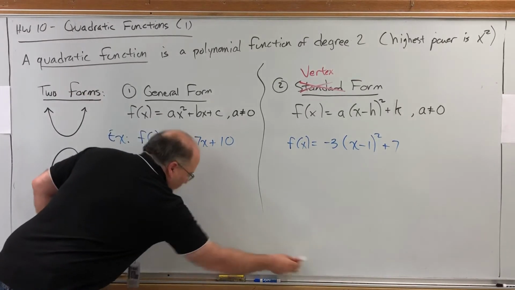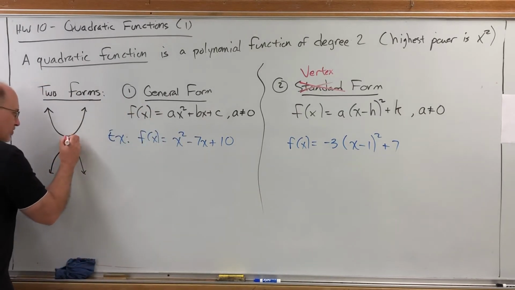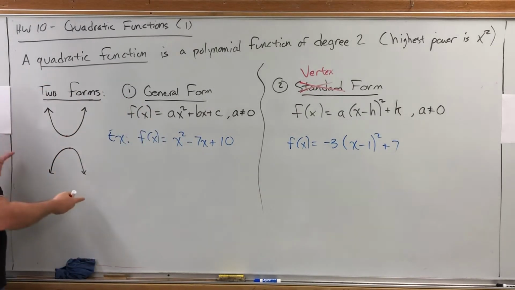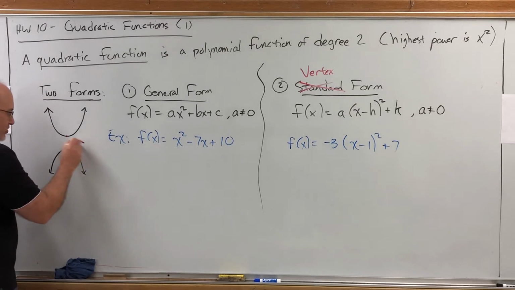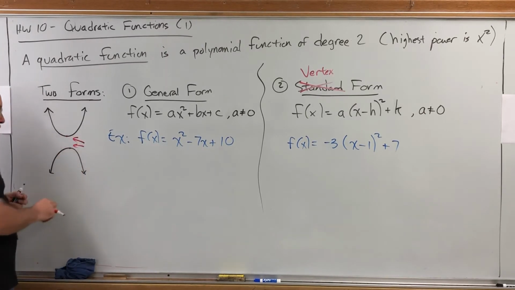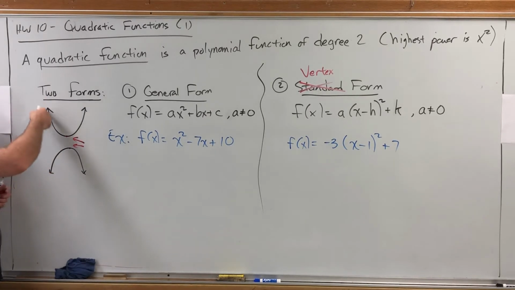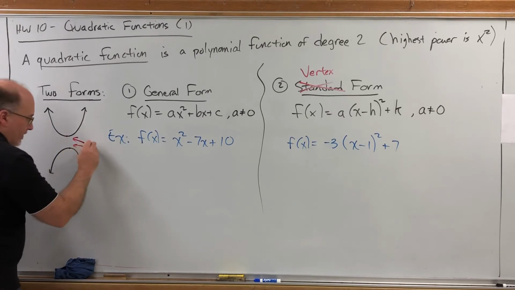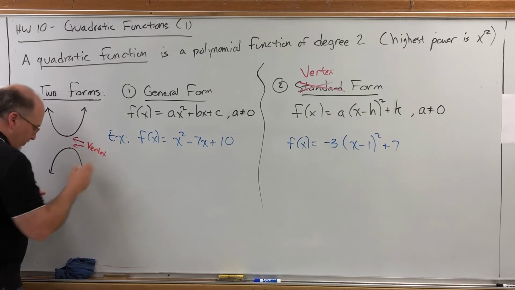Well, all parabolas have high and low points, but regardless of which direction the parabola opens, the high or low point, and more generically, the point where the graph changes directions vertically, it's going up then it's going down, or it's going down then it's going up, that point is called a vertex.